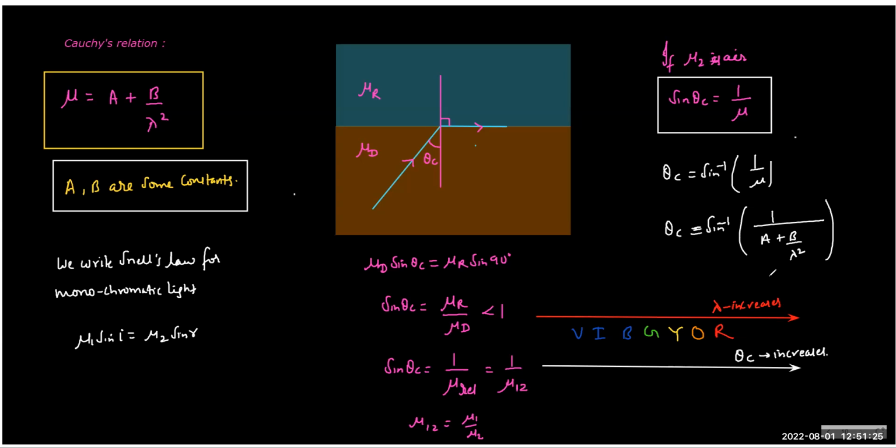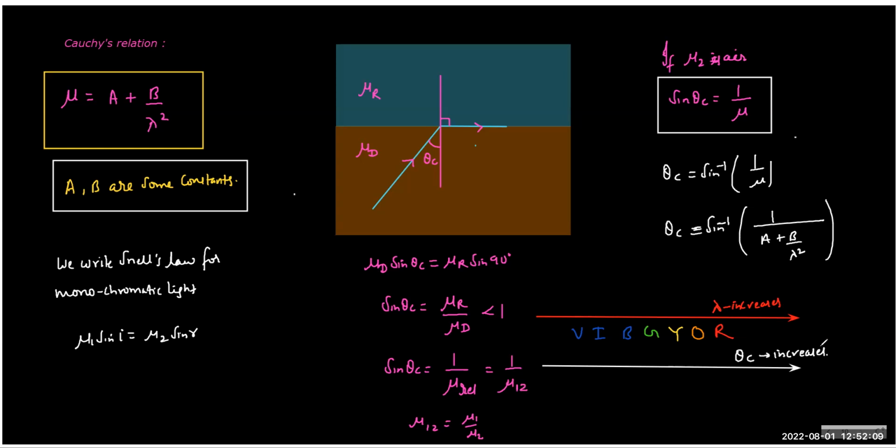So which one will suffer TIR easily? The violet or the red or the green or the yellow? As you go from left to right, from violet to red, the critical angle is increasing. It means it is more difficult to suffer TIR now because we need a larger angle of incidence, right?